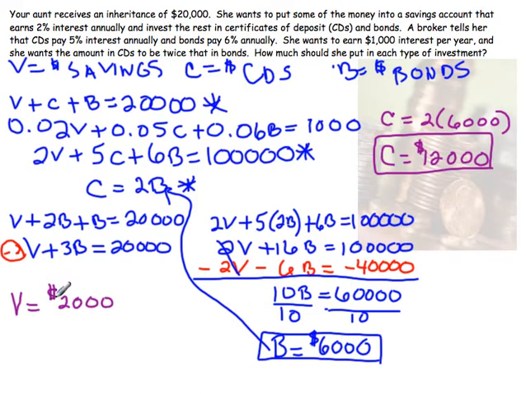So you can use some of your common sense and just some of your mathematical genius abilities to work this out. I know that 6,000 plus 12,000 is 18,000. She had a total of 20,000, so the savings has to be $2,000. If you need to, go ahead and take these two, plug them in for C and B, and solve for V. You're still going to get $2,000 in savings. So that would be the answer for that word problem.